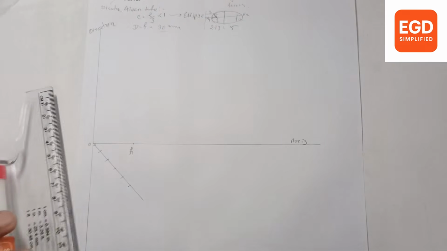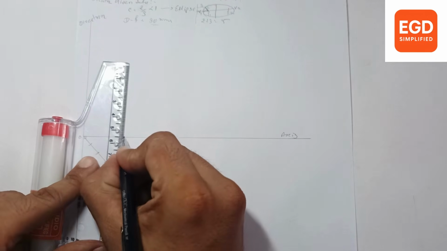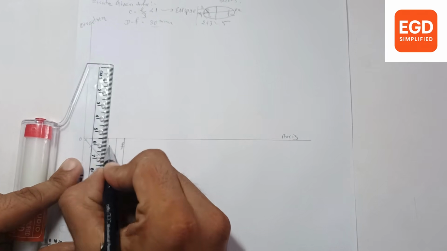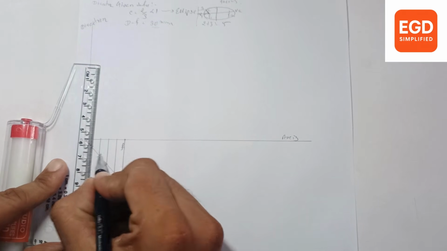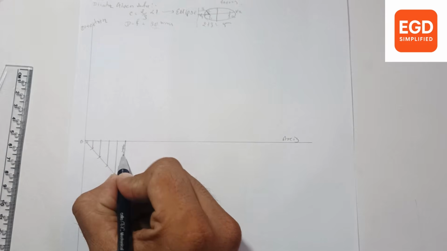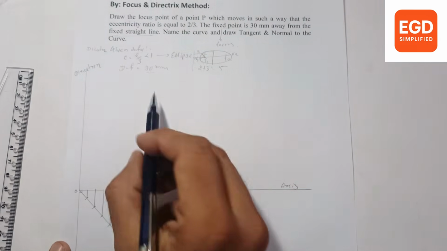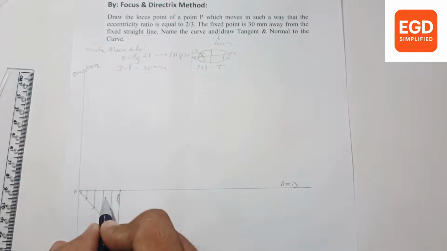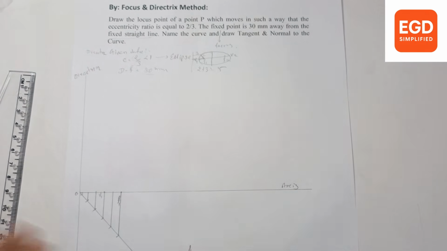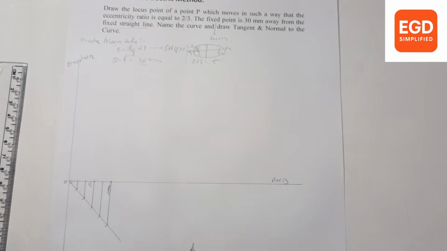Connect the fifth arc with focus F1 and draw a parallel line from each arc. Okay, so we have divided this OF1 measurement into 5 equal parts. So eccentricity E is equal to 2 by 3. Take 2 divisions from the focus, 0, 1, 2. This is our vertex V1, and this will automatically be 3 divisions, 0, 1, 2, 3.